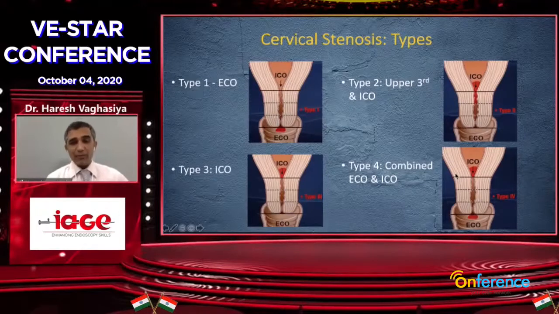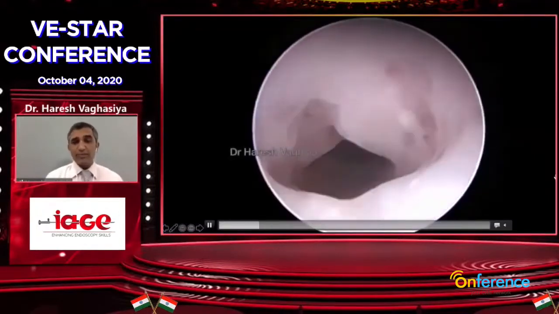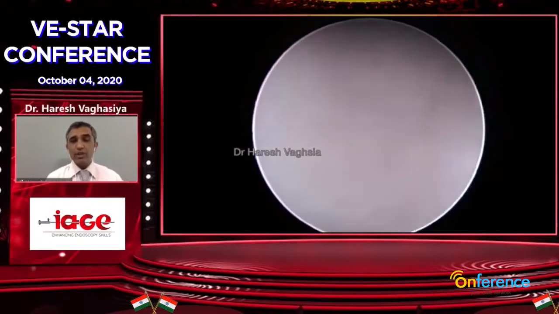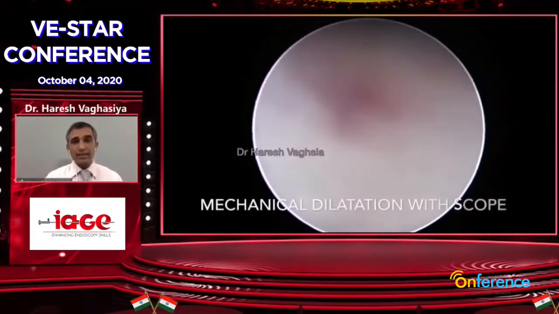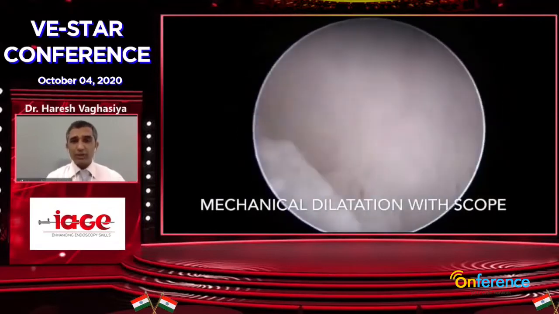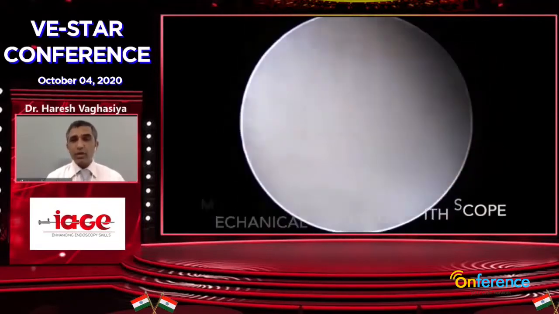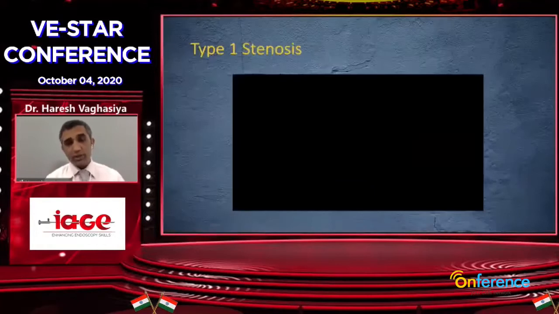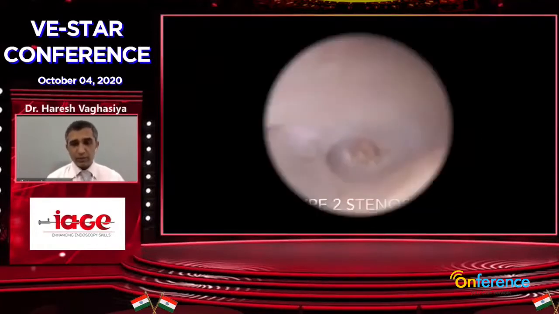Now, this is type 1, which is very simple. You can just negotiate by rotating your entire assembly into the 90-degree angle and align the wedge shape of the telescope in line with the oval shape of the os. And you will be able to easily do that.